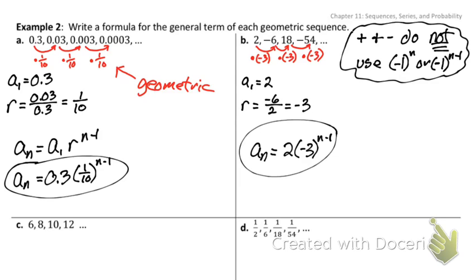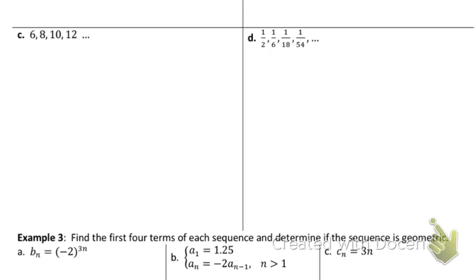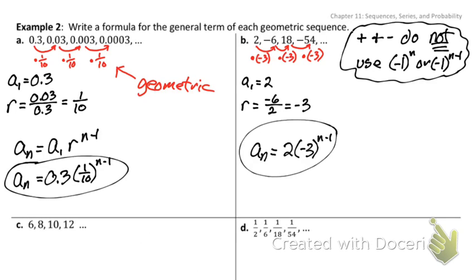All right, C. You always write positive plus negative, and it looks like plus plus.